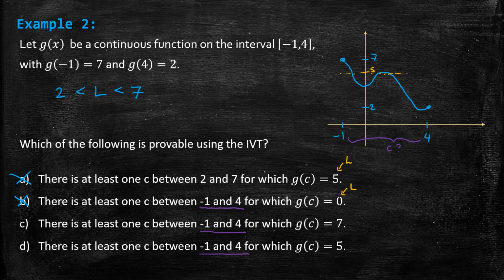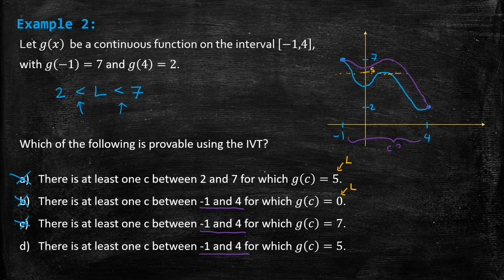It is possible, as we've shown before, that the graph could have popped up to 7. Let's have a look here. We could have done something like this. It could have popped back up to 7 and come down to the value of 2, but there is no guarantee. Because 7 is not between, remember we need L to be greater than 2 and strictly less than 7, and we can't guarantee that the function will get to 7 again.